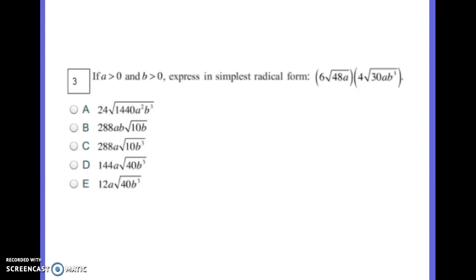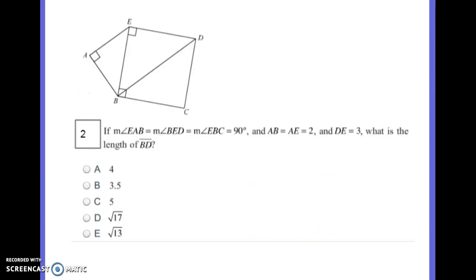On question 2, we have several different right triangles all meshed into one diagram. The right angles are marked in the diagram, and you also know that AB is 2, and it is also equal to AE, and we're trying to find BD, also knowing that DE is 3. So we've labeled the sides that we can, and I'm going to let X represent length DB.